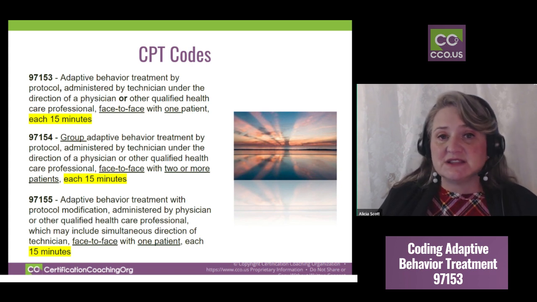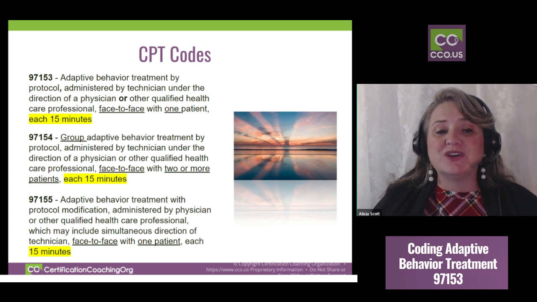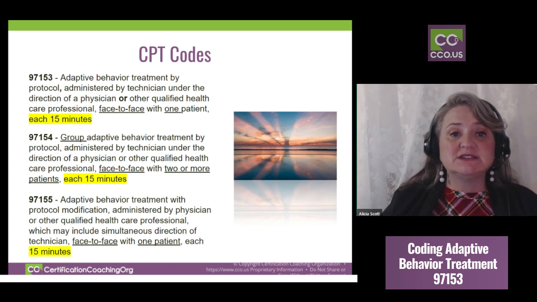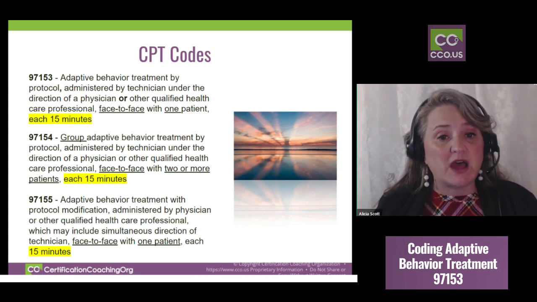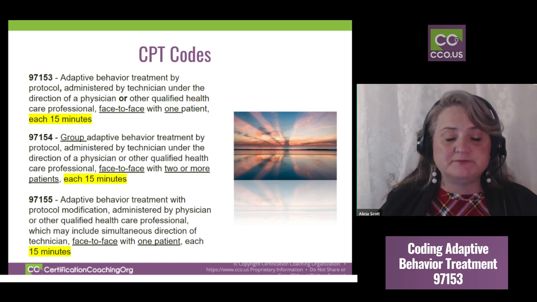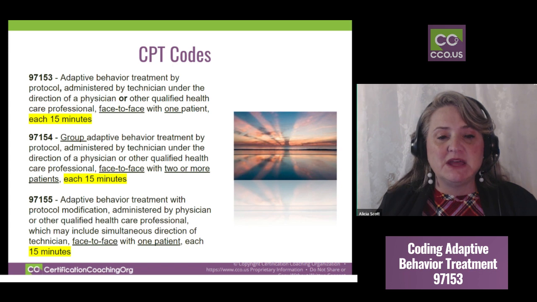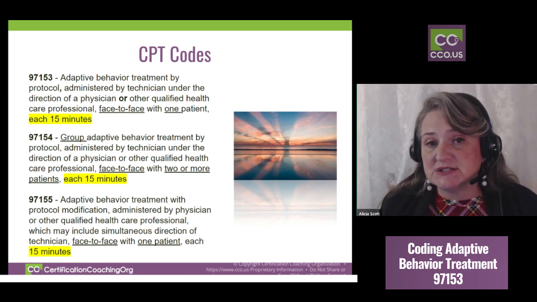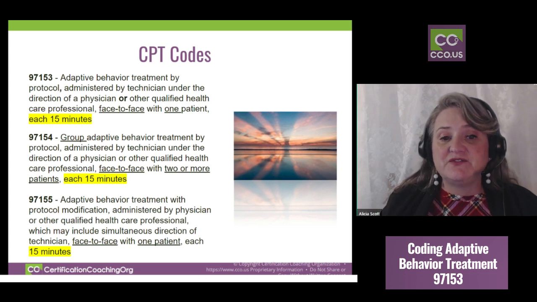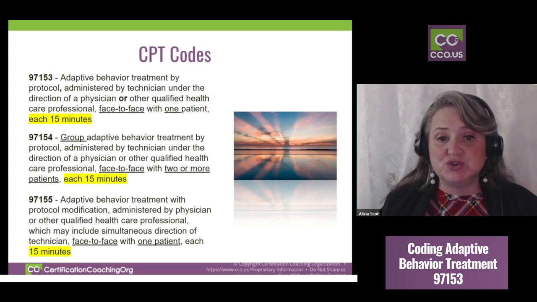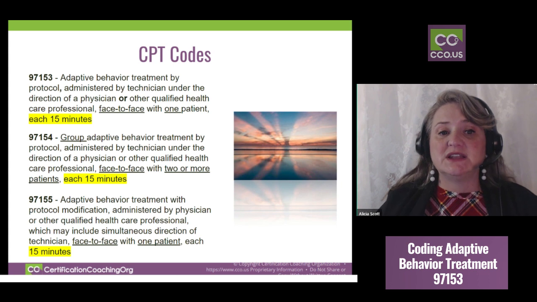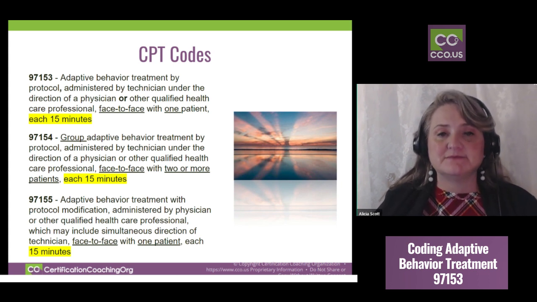This is different. It's still the same thing, the adaptive behavior treatment. However, this is for a group. That's key. That's what differentiates 97153 from 97154. Group adaptive behavior, again, everything's the same until you get to face-to-face, just like the previous code, with 2 or more patients, right? Each 15 minutes. So if you have 2 patients that you're working with together face-to-face, then you could use 97154. If you spent 30 minutes, it would be times 2.